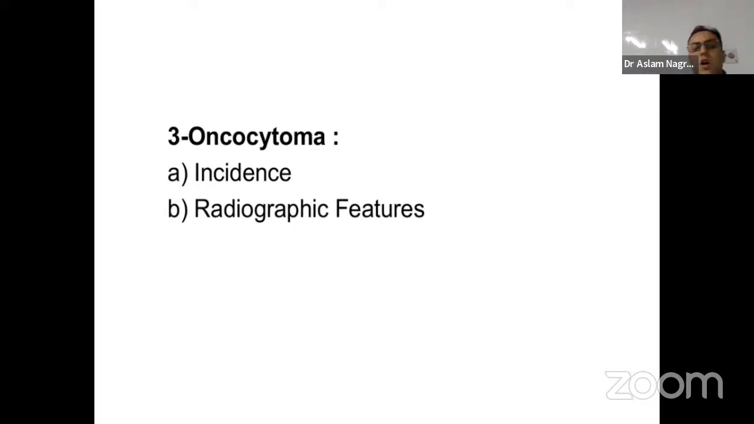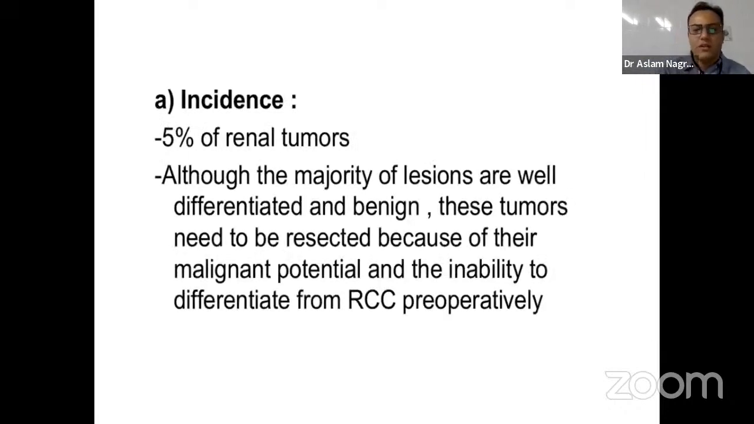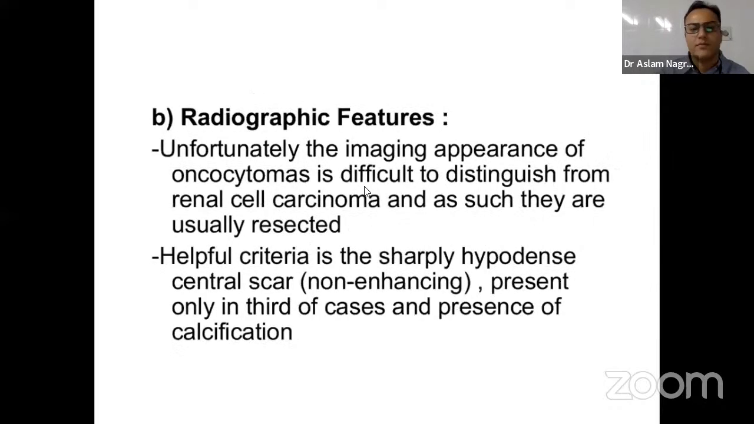So now we move to oncocytoma. Incidence is 5% of the renal tumors, although the majority of lesions are well differentiated and benign. These tumors need to be resected because of their malignant potential, and sometimes we are not able to differentiate between oncocytoma and RCC preoperatively. Unfortunately, the imaging appearance of oncocytoma is difficult to distinguish from RCC, and as such, they are usually resected. The helpful criterion is a sharply hypodense central scar, which is not always present. It's non-enhancing, present only in a third of the cases, and there is a presence of calcification as well.